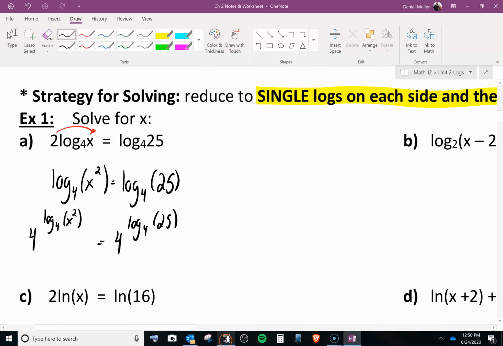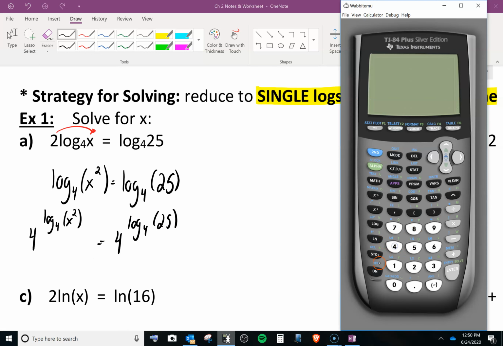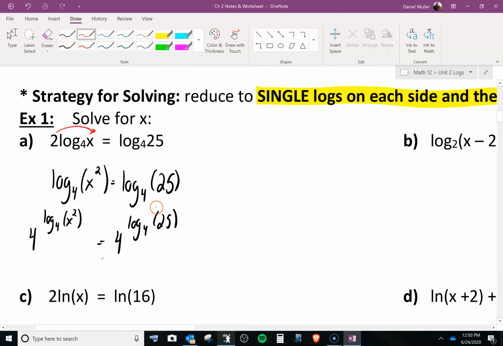In fact, I brought a calculator here, and let's just try it. So I'll turn on a digital calculator, apparently that's difficult. 4 to the power of log base 4 of 25. So the 4 and the log 4 will cancel out, leaving only the 25. So that's what ends up happening. These will cancel, and these will cancel. So you're left with x squared equals 25.